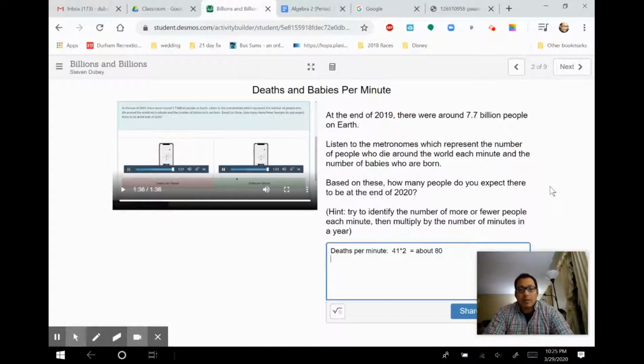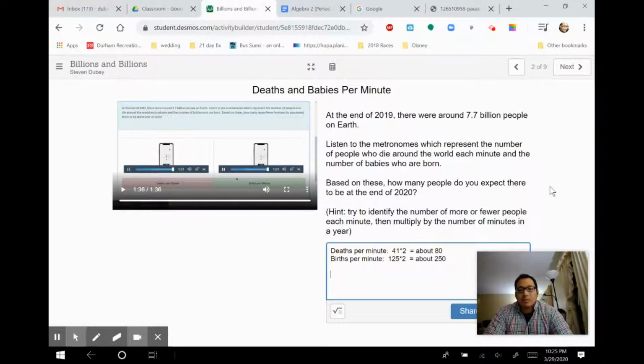And the number of births, that was a little trickier. In the 30 seconds, I counted 125 clicks. So let me again multiply that by 2, and we'll call it about 250 births per minute.